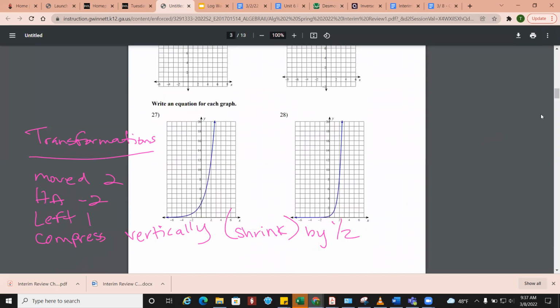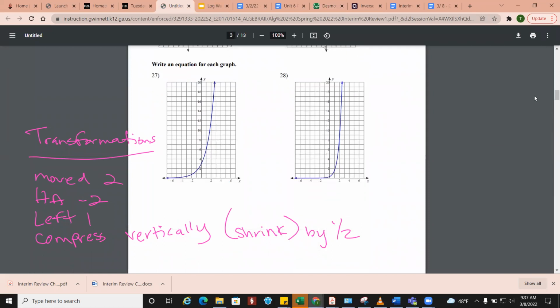Writing the equation. You're not actually going to be asked to write the equation. What you'll be given is the graph, and then they'll say, what is the equation? And then they'll give you multiple choice options. So what do you think you're going to do? Plug it into your graphing calculator, graph all those bad boys, and then pick the correct one, right?